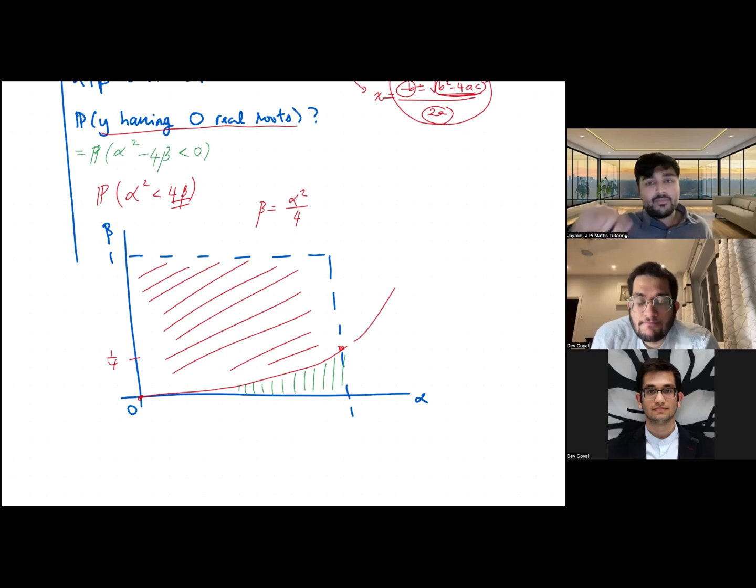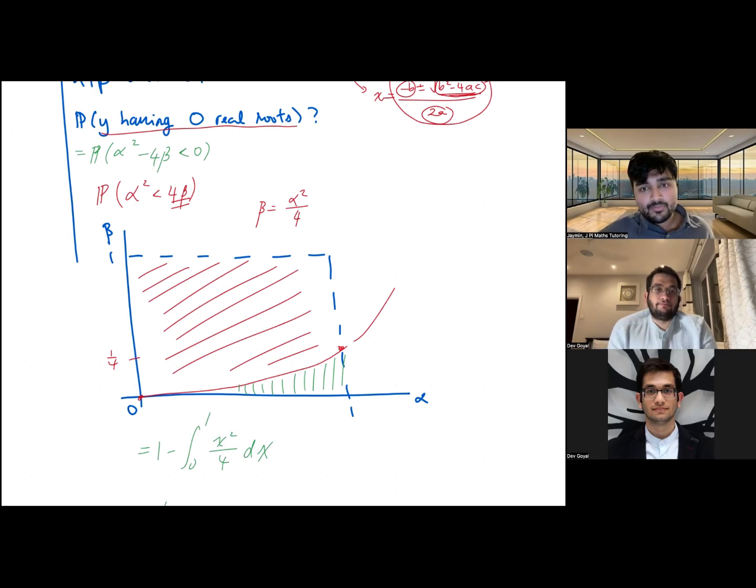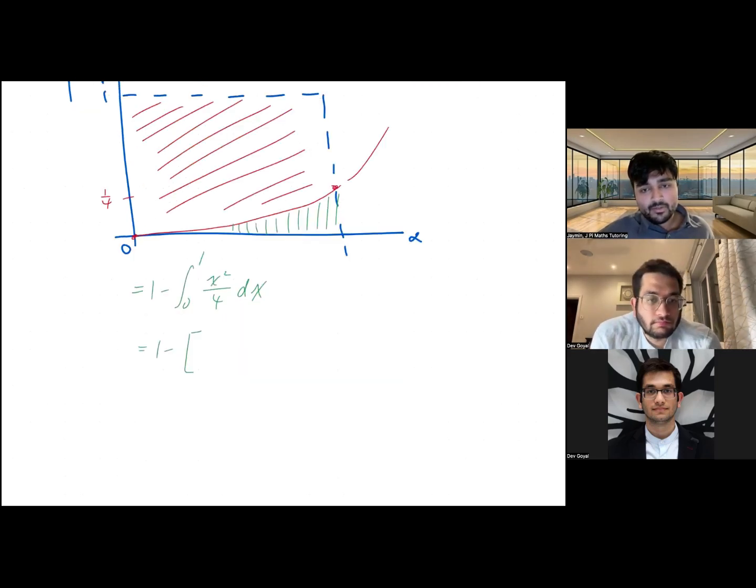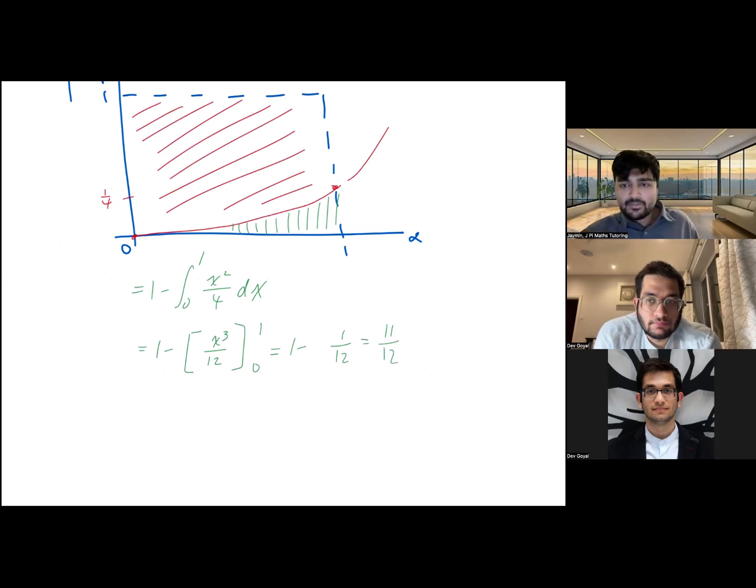Essentially we're choosing a point randomly from this square, so it's what's the probability it's in this red area. That's just going to be 1 minus the integral from 0 to 1 of this curve here, which is x squared over 4 dx. So that's 1 minus x cubed over 12 from 0 to 1, so 1 minus 1 over 12, which is 11 over 12, if I've done that correctly. Just from looking at this, it looks about right, since the red area kind of dominates. So the answer would be 11 over 12.